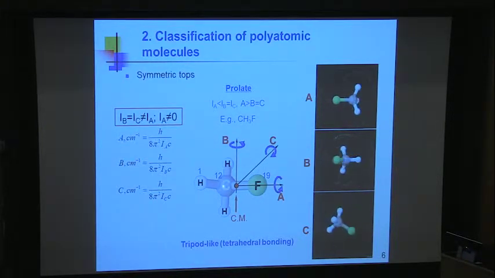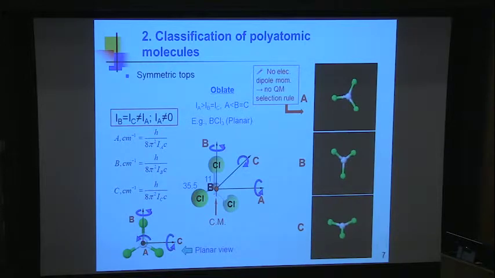Here's the example down here in a stick figure. So we have the light hydrogens. Here's the A-axis that's along the vertical axis of the tripod. And we have fluorine of 19, carbon of 12, hydrogen of 1. So you can see that the moment of inertia about the A-axis is small because only the H atoms are moving around, whereas the moment of inertia about B and C are large. So this fits the definition of a prolate symmetric top.